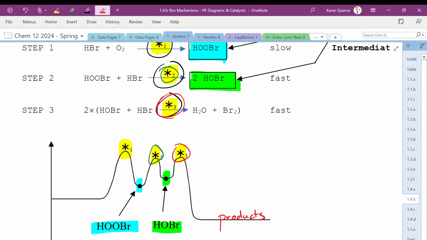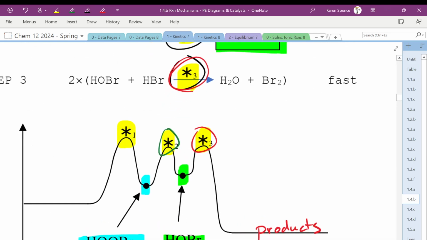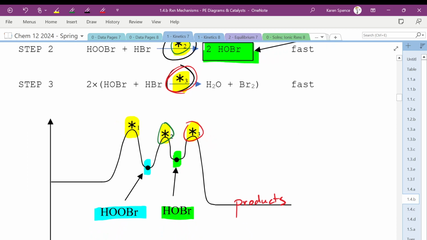And you can see once again, who is the rate determining step? Number 1. Okay, that one's not particularly obvious, but it is number 1.